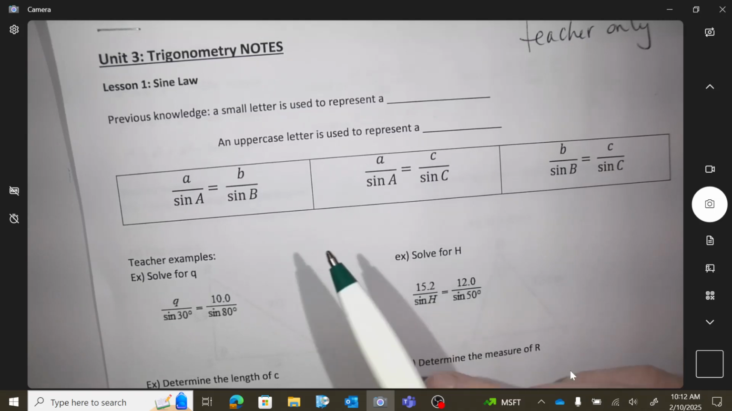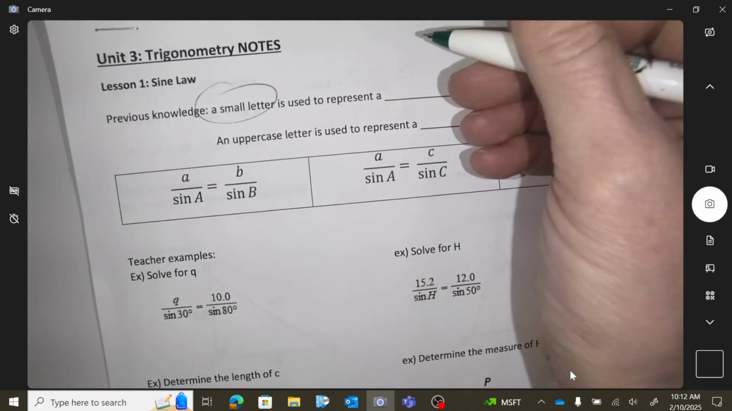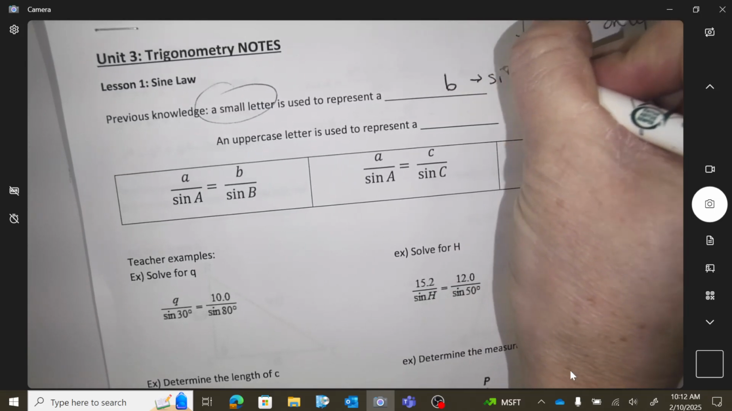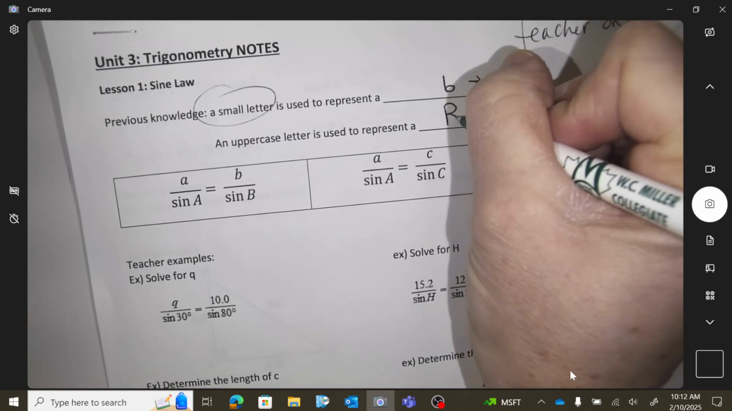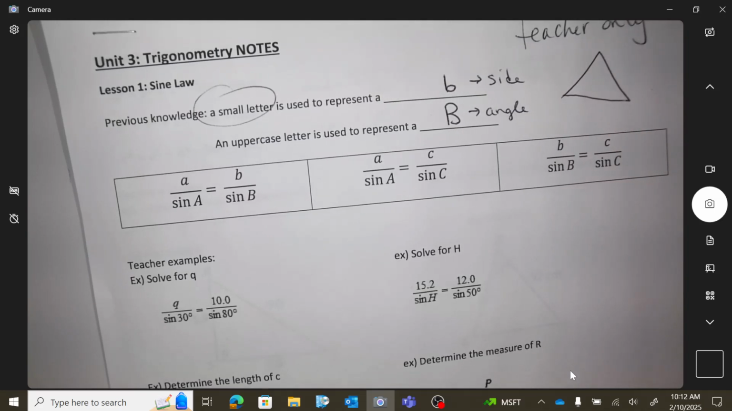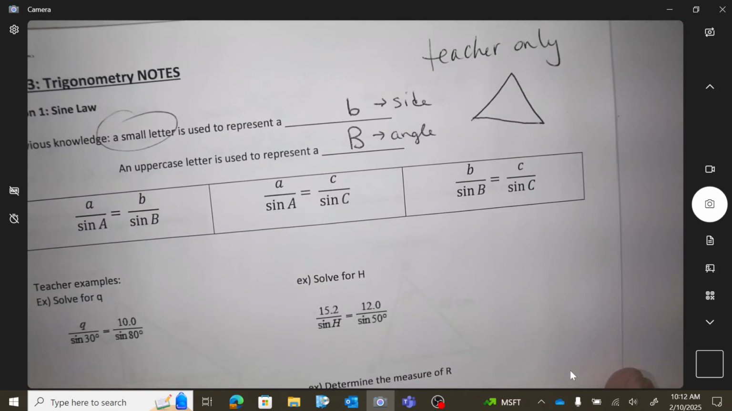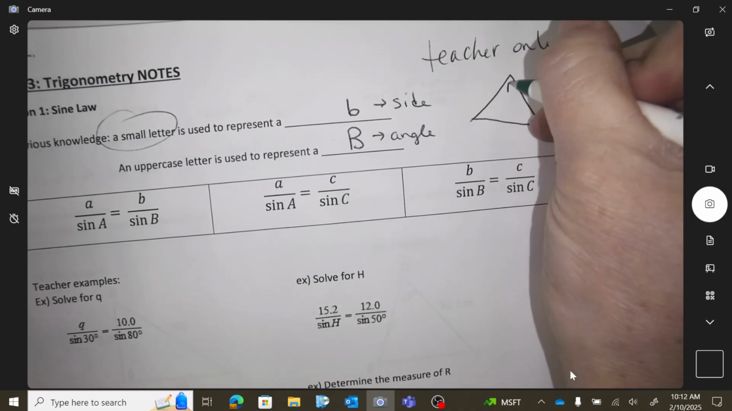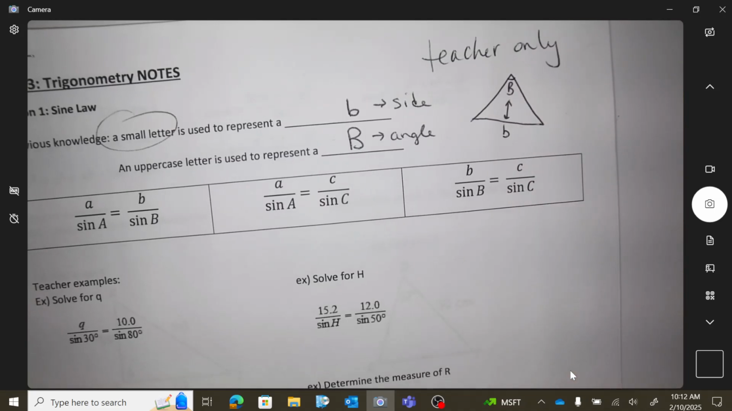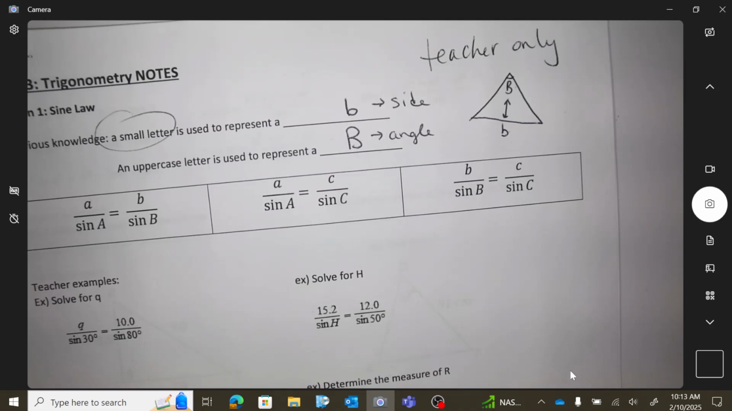Here's something to know. When you see small letters, such as B, that is a side. And uppercase letters are angles. The relationship is, if this is angle B, then the one across from it is considered the side B. I could call it T or Z or whatever, but understand that's always the relationship.